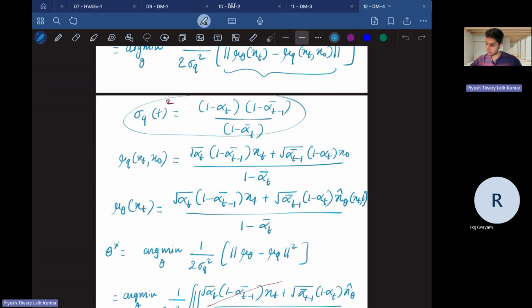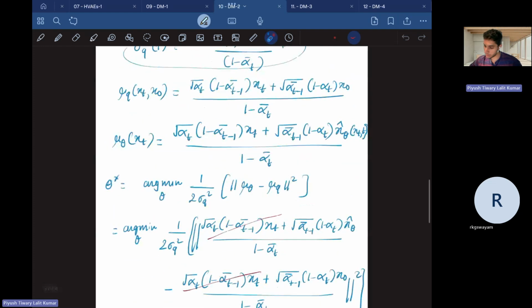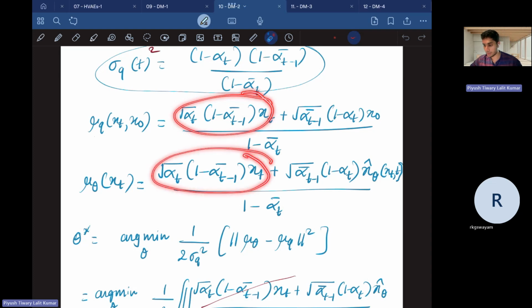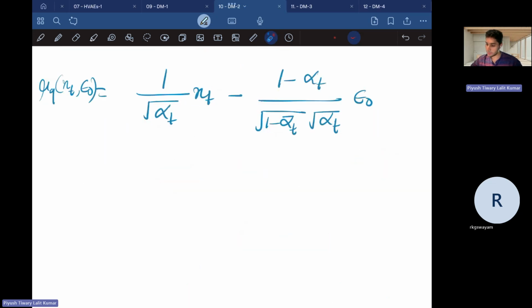So remember, back when we did this derivation, we substituted mu theta to have a form which, so again recall what we did there, that mu q had a certain form. We said that we can make mu theta as close to mu q by setting things that we already know. So for example, this term is something that we already know, so we can just keep it as it is. The denominator is already known, the scalars are already known. What was unknown was x naught. So for x naught, we used a neural network, right? Similarly, using the same argument, this is mu theta of xt.